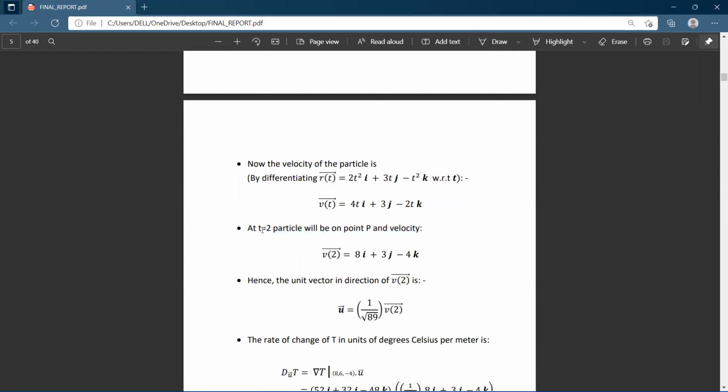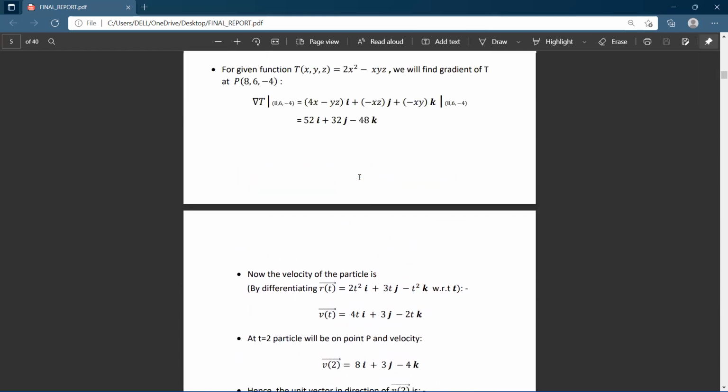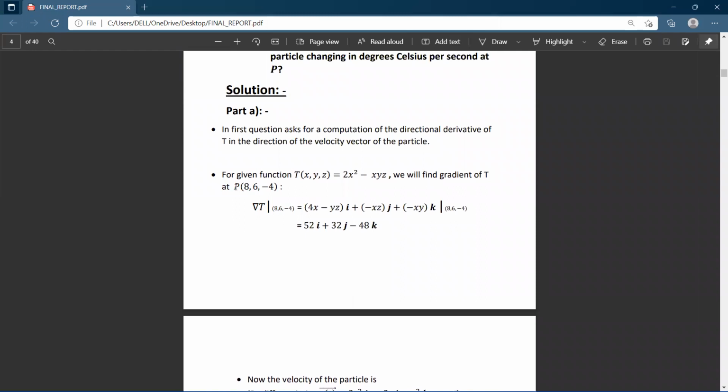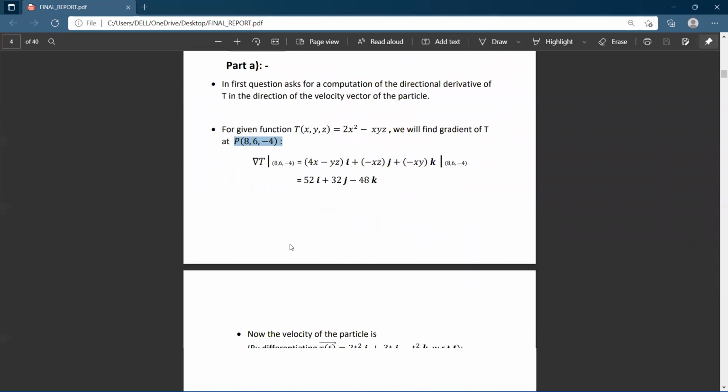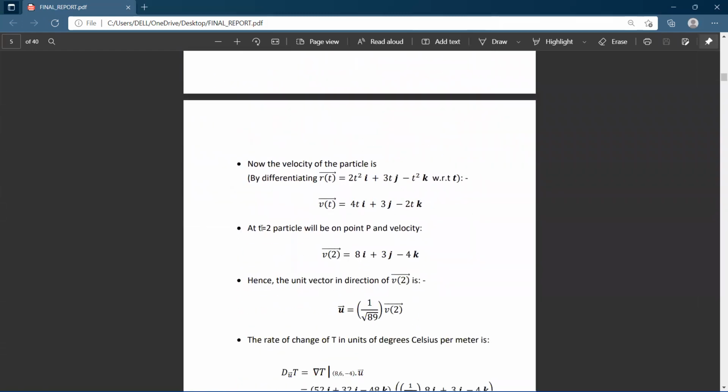So that is t equal to 2, because putting the value in this equation, t equal to 2, we will get the point where we are required to find the directional derivative, which is 8, 6, minus 4. So I put the time as t equal to 2, and I get this vector, which is 8 i cap plus 3 j cap minus 4 k cap.